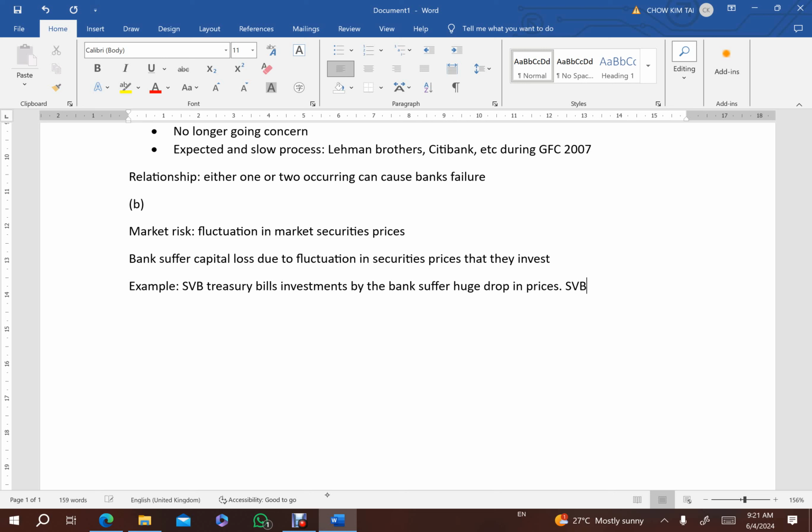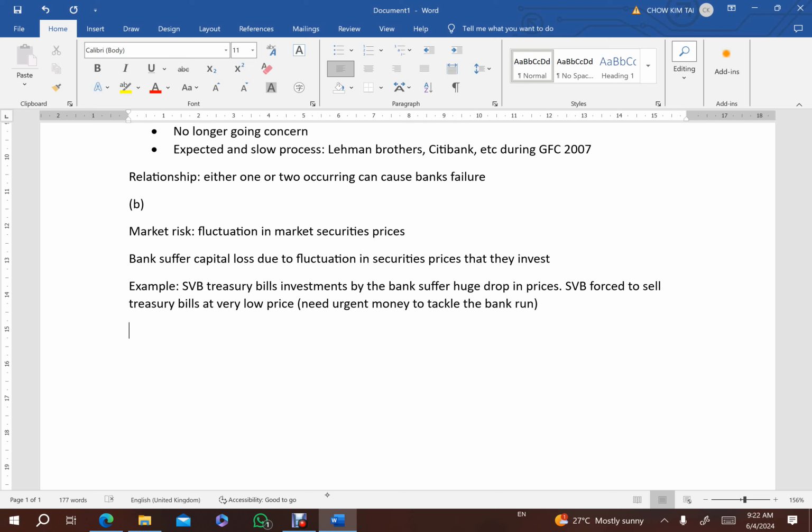SVB was actually forced to sell the treasury bills at a very low price because they needed urgent money to tackle the bank run. So they suffered huge losses. Okay.